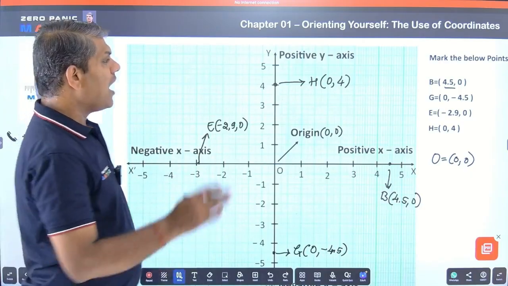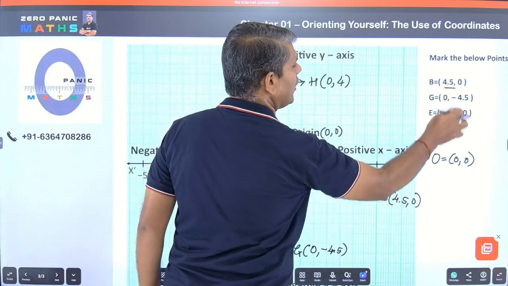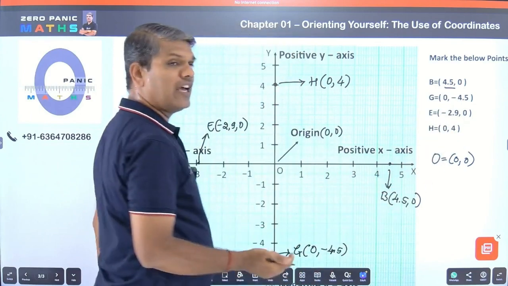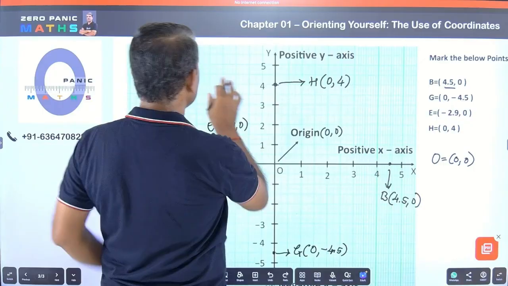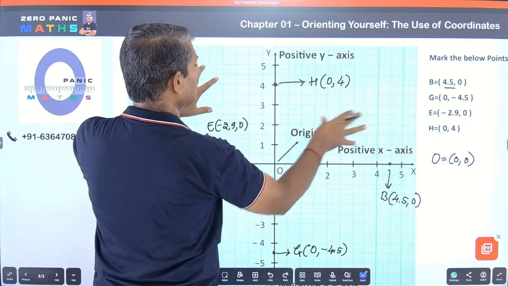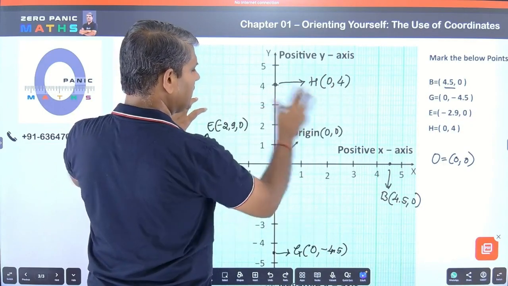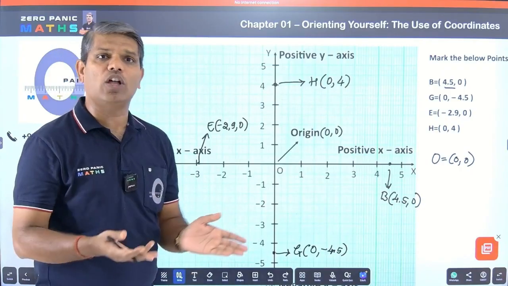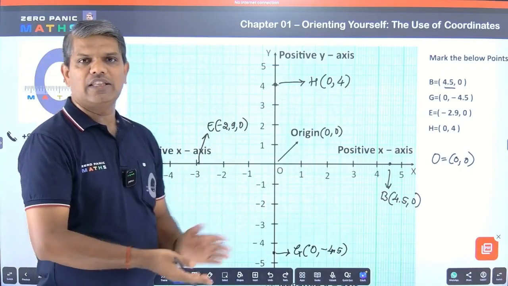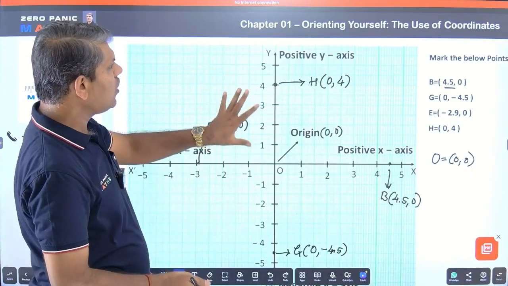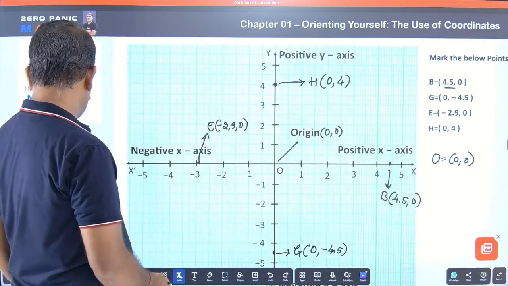Now, apart from zeros for either x or y coordinates, if they are given, they will fall under these sections of this coordinate system. And what do we call them? All that we will see in the next coming session. So based on this, let us see some examples.